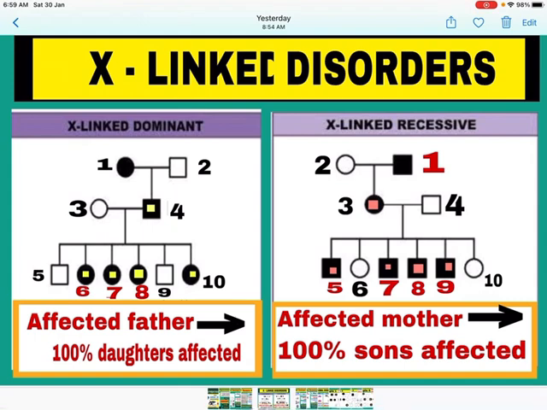Now see number 2, the pedigree chart for X-linked recessive. Here, sons are more affected, and an affected mother, number 3, has all her sons, number 5, 7, 8, 9, all sons affected. So, rule number 2: an affected mother has 100% sons affected, and also males are more affected here. So, note this rule number 2 for identification of X-linked recessive disorder.